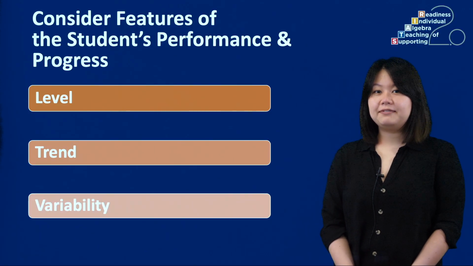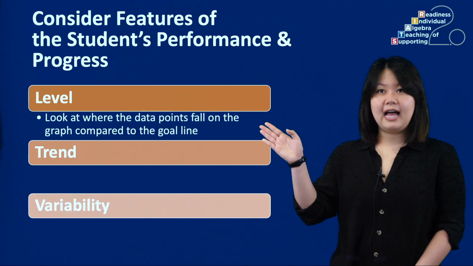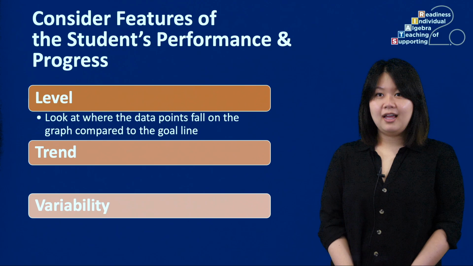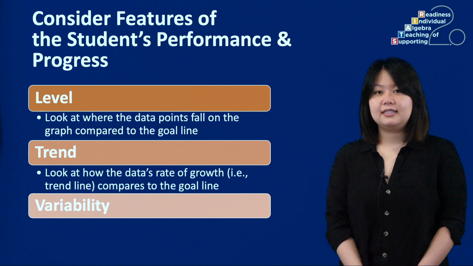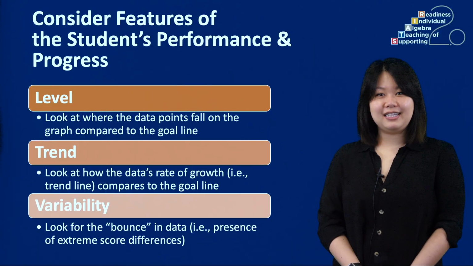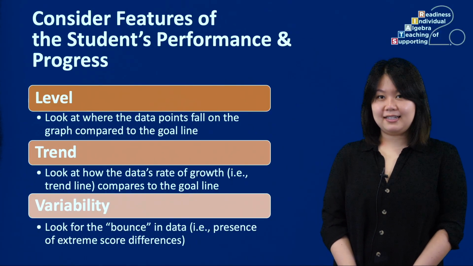On students' graph data, when we talk about level, we're looking at where the data points fall on the graph compared to the goal line. As for trend, we're looking at how the data's rate of growth compares to the goal line. And in terms of variability, we're looking at the bounds in the data.